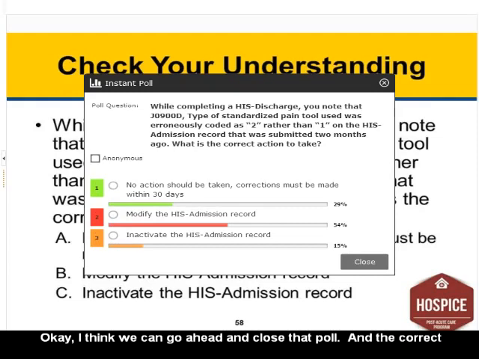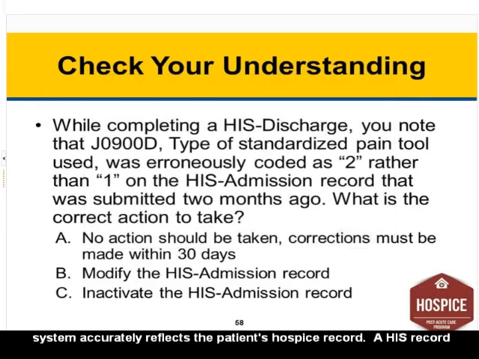Okay, I think we can go ahead and close that poll. And the correct answer is B. We would modify the assessment. Hospices should correct any errors necessary to ensure that the information in the iQIES ASAP system accurately reflects the patient's hospice record. His record may be corrected even if subsequent records have been accepted for the patient.